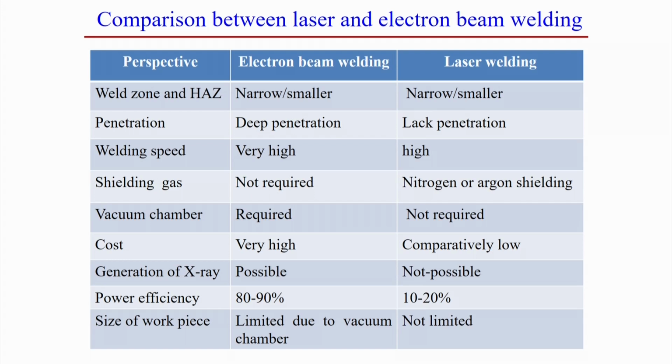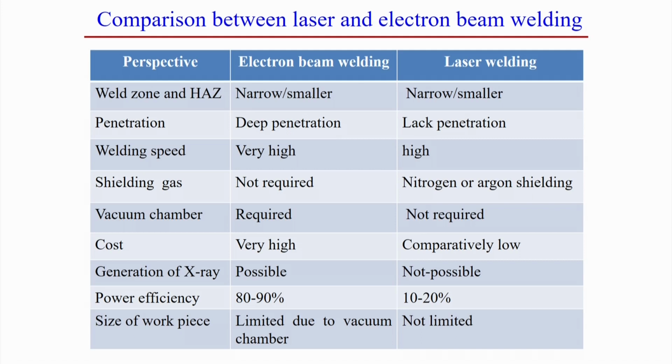Shielding gas: since the electron beam is produced in a vacuum chamber, there is no need of shielding gas in electron beam welding. But in the laser welding process, to protect the molten pool we generally use shielding gas, either nitrogen or argon. This is the typical shielding gas used in laser welding processes.